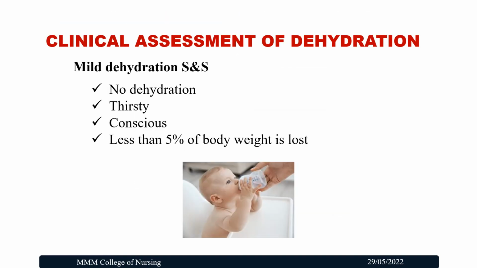Next, we can see about the clinical assessment of dehydration, or clinical features of dehydration. It can be classified as mild, moderate and severe. First category is mild dehydration. The signs and symptoms are the child will be not dehydrated, and the child will have thirst and consciousness, and the body weight will be lost less than 5% in children.